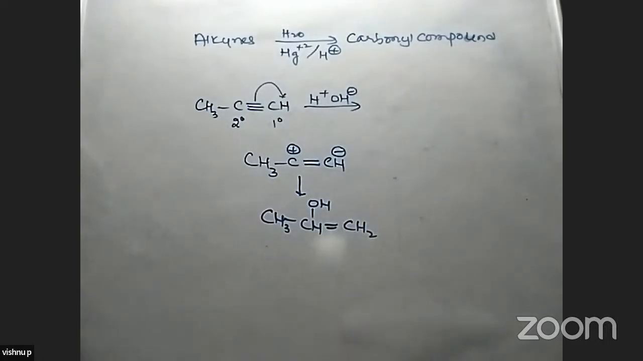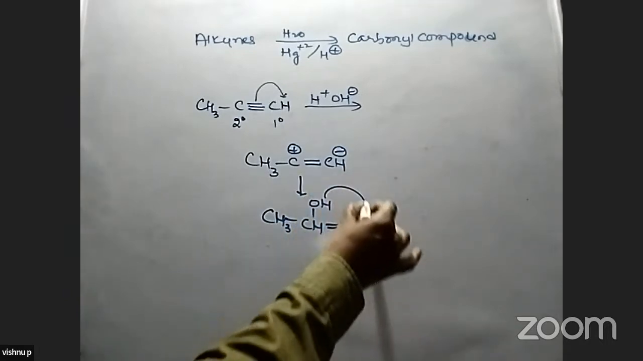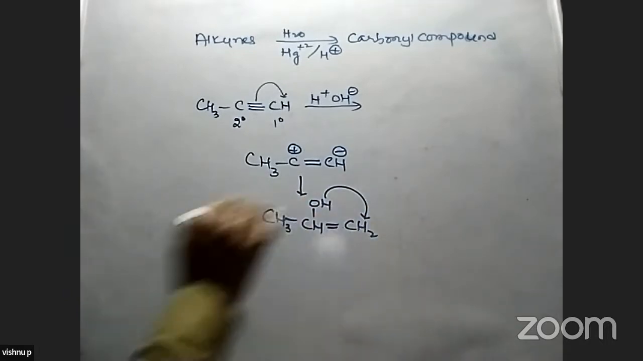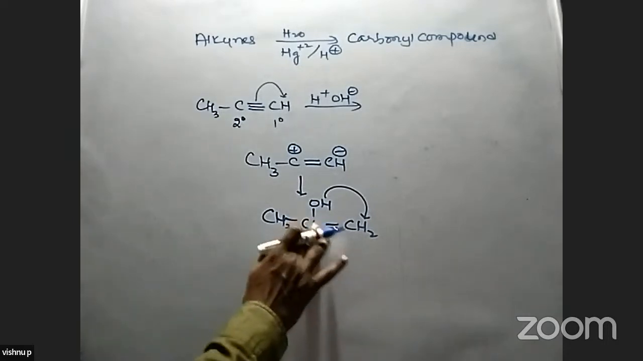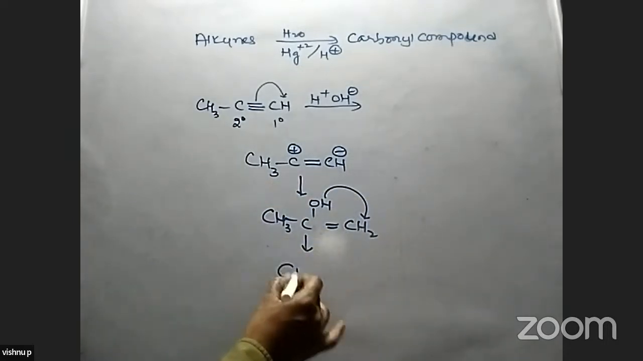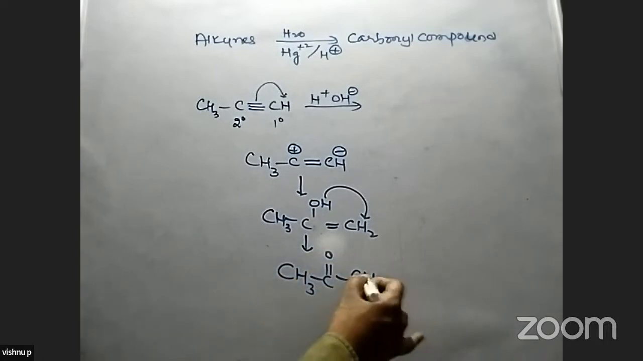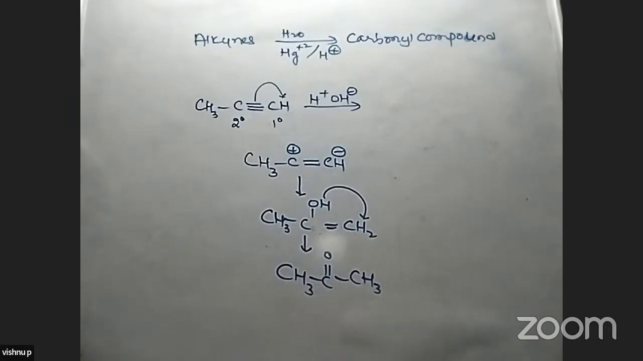So this is called the enol part of that group. This is the enol compound, and from this enol compound, this hydrogen is tautomerized, meaning it is transferred to the unsaturated carbon, and the compound formed is a ketone. So formation of ketone or aldehyde depends on the structure of the alkyne.